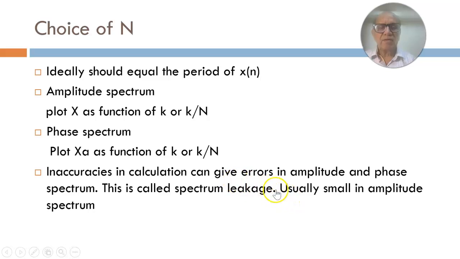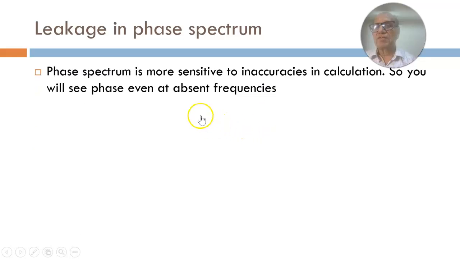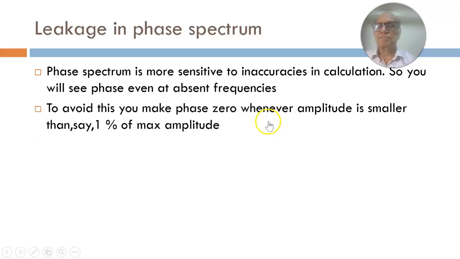However, these inaccuracies usually do not cause much problem in the amplitude spectrum. But the phase spectrum is rather sensitive, and you will get a lot of leakage in the phase spectrum because of the inaccuracies in calculation. So as we said, phase spectrum is more sensitive to inaccuracies in calculation. You will see phase even at absent frequencies, even those frequencies which are not present in the signal, even at those frequencies you will get some phase angle.